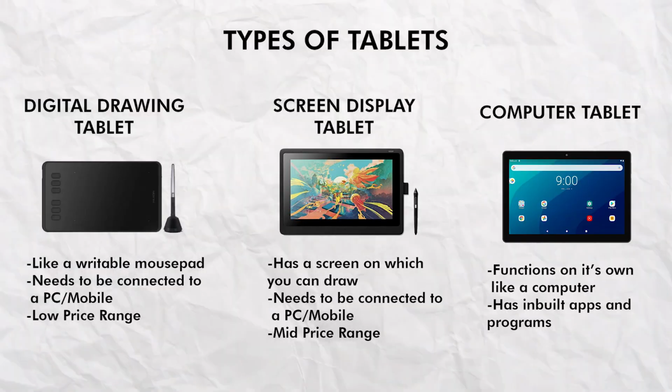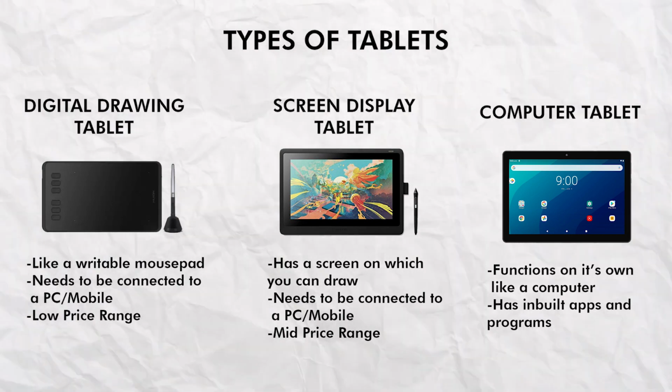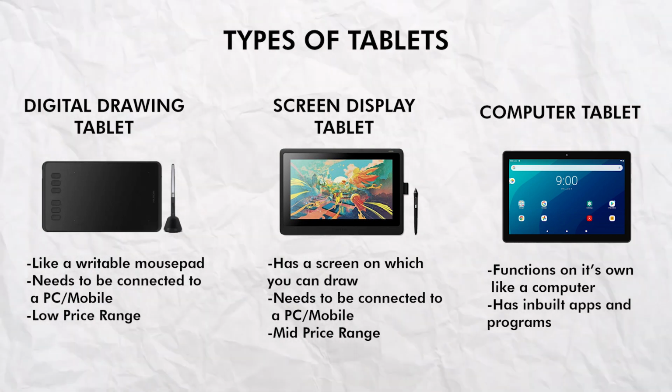These two tablets do not function independently, but the third category of tablet does. These are your regular tablets like the iPad or Samsung tablets, which have the apps and programs contained within them and function independently like your computer. The price range of these kind of tablets are obviously on the higher end because of their functionality.